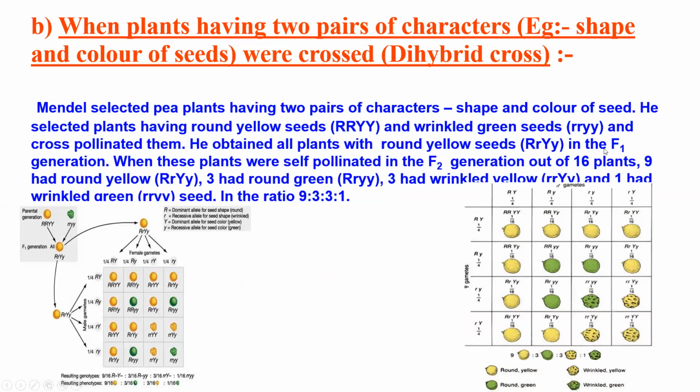Okay, the dihybrid cross. Before this, there are some reasons. One second, let me just take the previous one.